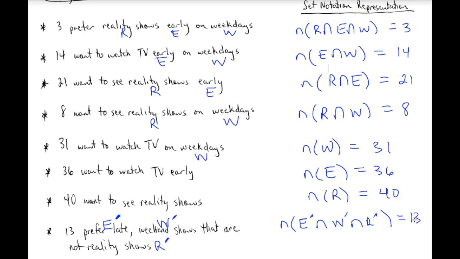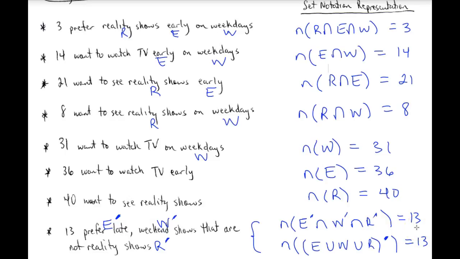According to De Morgan's laws, we see that we could also rewrite this another way. We can translate this in terms of union. We could say that this is going to be the complement of E union W union R, and that would be the equivalent set. And of course, the cardinality would be the same.